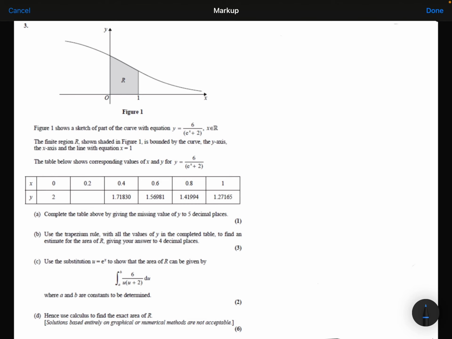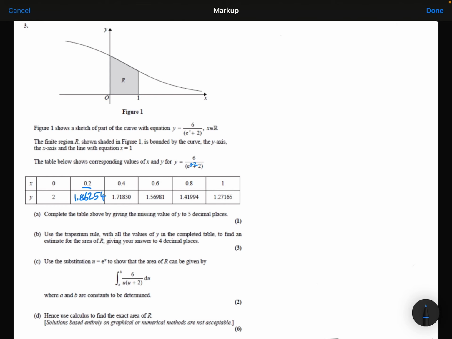So all I'm going to do here is substitute the 0.2 into the function here. So on my calculator I'm typing in 6 divided by e to the power 0.2 plus 2, and to 5 decimal places I get 1.86254.